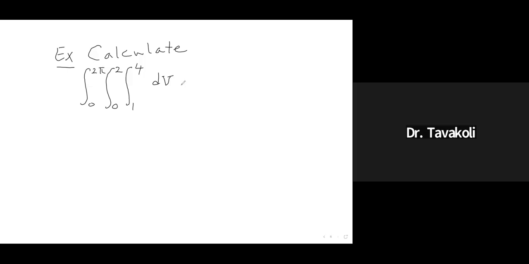So first of all, let's see what dV is in terms of dz dr d theta. So the integral: theta runs from 0 to 2 pi, r runs from 0 to 2, and z runs from 1 to 4. dV is what? r dz dr d theta.